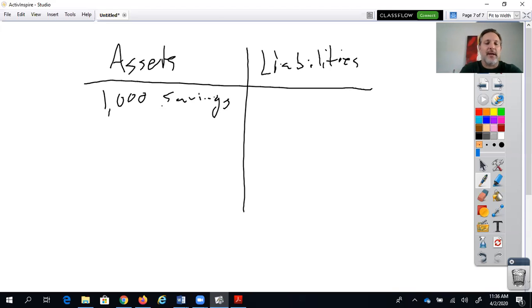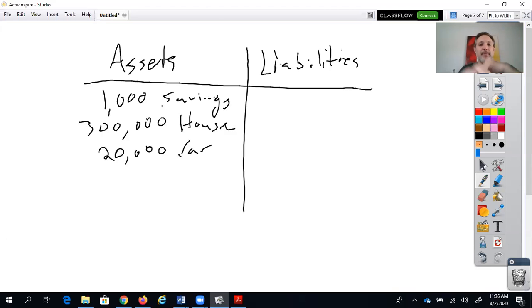I might have a $300,000 house. Don't think I'm bragging, I'm not making money, it's a hypothetical. A $300,000 house. The house is an asset. In this case, I'm not renting, I own. So therefore, it's an asset. I own it. I might have a $20,000 car, an automobile. All right, so these are three basic assets.